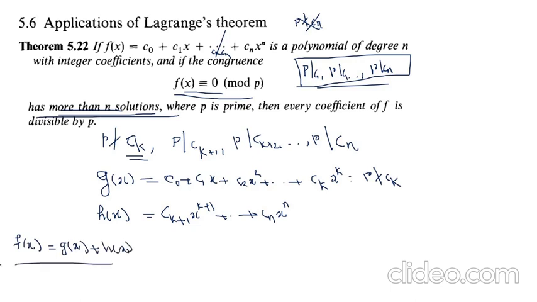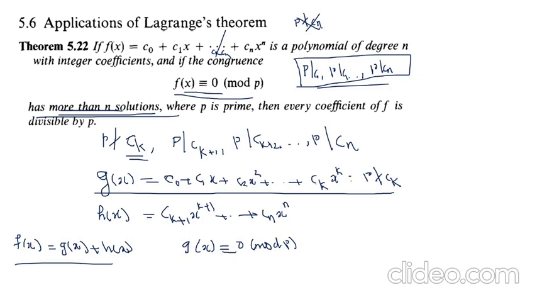Then f of x becomes g of x plus h of x. Now we consider the congruence g of x congruent to 0 modulo p. We can use Lagrange's theorem here because the statement is of the form Lagrange. The statement satisfies the condition for Lagrange's theorem, that is g of x equal to c0 plus c1x plus etc.